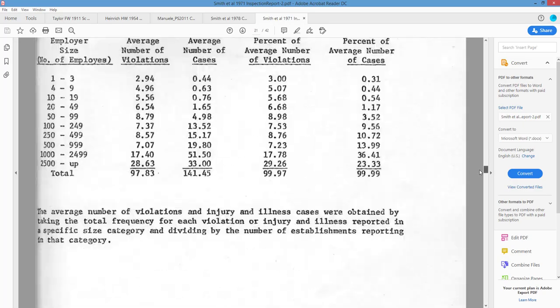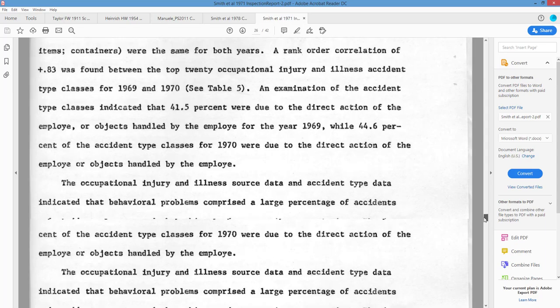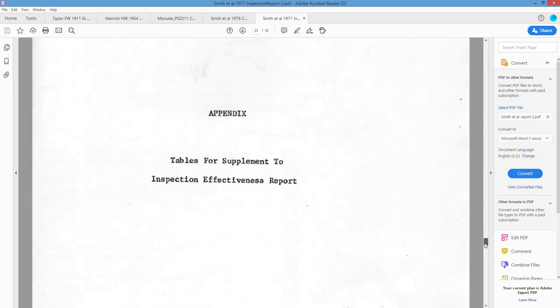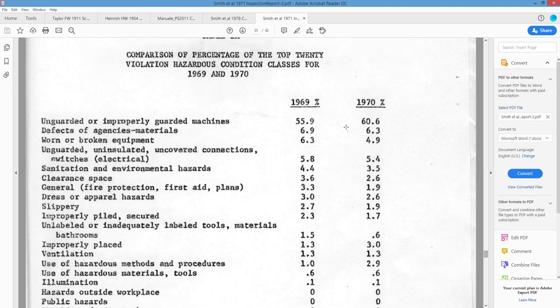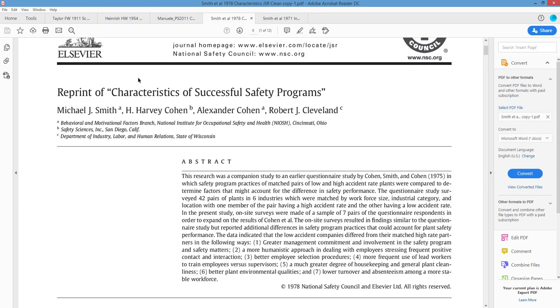And I think it's interesting. What I want you to point out is what the author or authors indicate is the potential effectiveness or correlation between what is causing injuries in Wisconsin versus what a group of inspectors would find or look for on an inspection. And then this is their characteristics of successful safety programs.